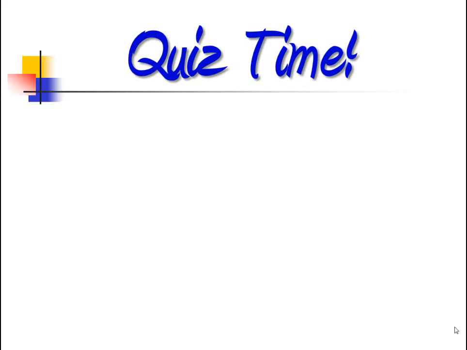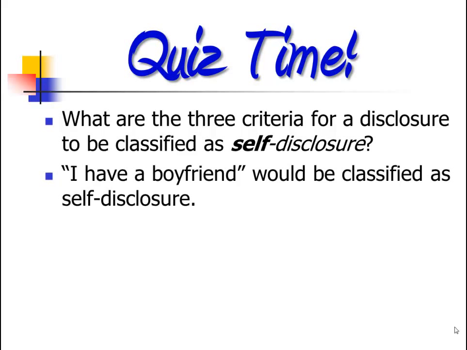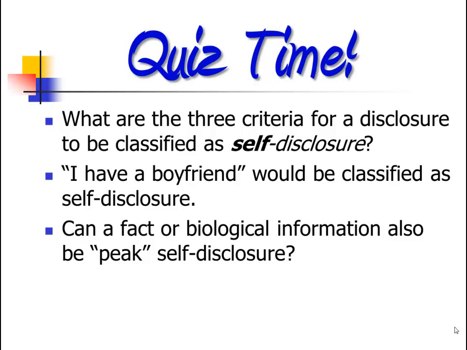Before we move on to the next one, I want you to think about what we've just talked about. So 3 quick questions for you to reflect upon. Can you identify the 3 criteria for a disclosure to be classified as self-disclosure? Secondly, how would you classify "I have a boyfriend"? Would that be self-disclosure? And finally, can a fact or biographical information also be considered peak self-disclosure? Just some thoughts. We'll continue talking about this in a moment.